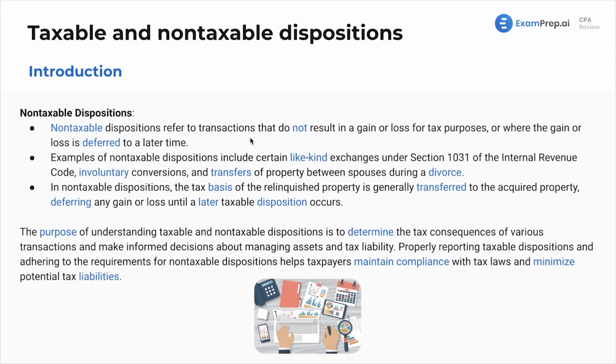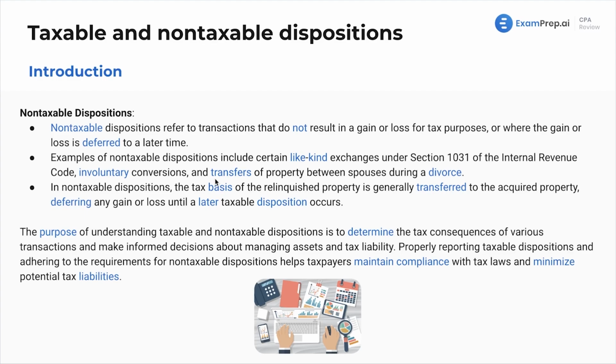Now we're dealing with non-taxable dispositions. These refer to transactions that do not result in a gain or loss for tax purposes, or where the gain or loss is deferred to a later time. Examples here include certain like-kind exchanges under Section 1031 of the IRC, involuntary conversions, and transfers of property between spouses during a divorce.